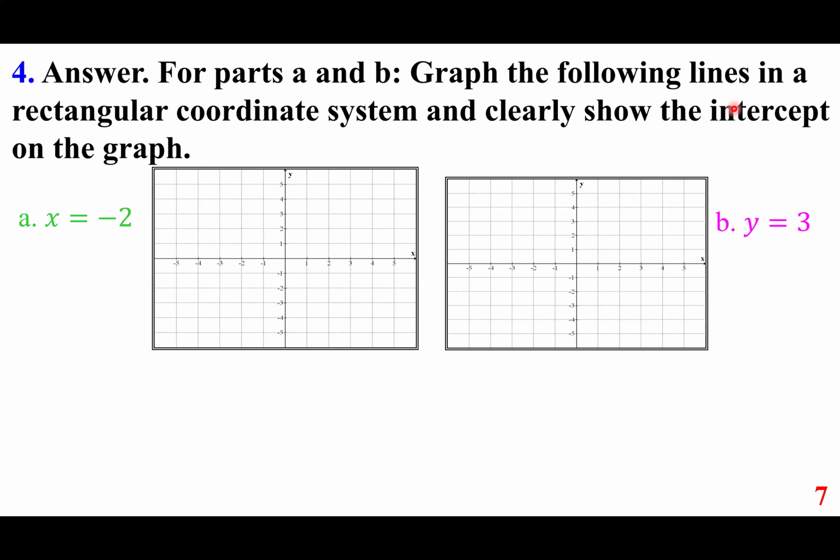And so for parts A and B, graph the following lines in a rectangular coordinate system and clearly show the intercept on the graph. So x equals -2 is a vertical line. So locate -2, 0, and then draw a line. It's that simple. Y equals 3. It's a horizontal line. Locate 0, 3 and draw a horizontal.